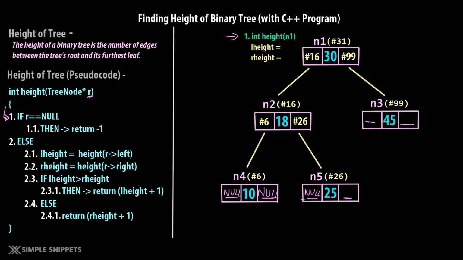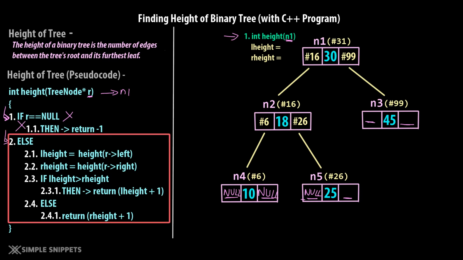So right now r is nothing but n1, correct? So r is n1, so r is not null. So the first step will not be executed, which means this if block will not be executed. We will go to the else block. Since if is not executed, you'll go in the else. In the else you have some multiple steps, starting off with the first step.